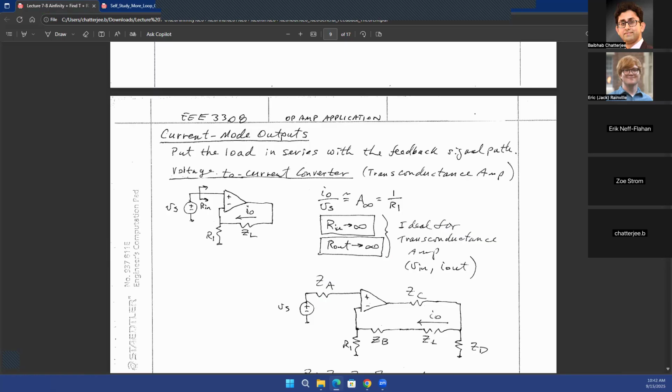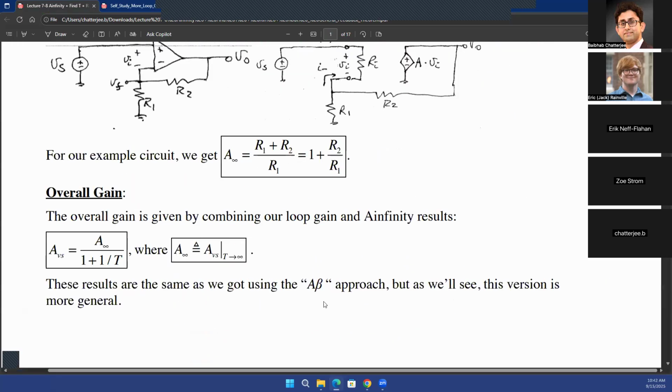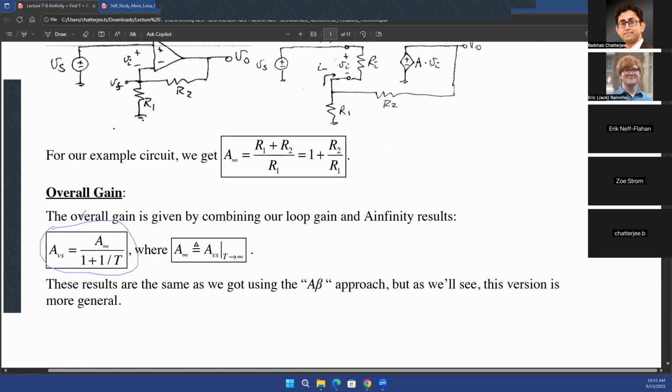And you already know that that is going to be A infinity divided by 1 plus 1 over T. So for homework 2 as well as homework 3, this formula is going to be the most important one. The numerator is A infinity, where you assume your op-amp to be completely ideal, having infinite gain, infinite input impedance, and zero output impedance. On the other hand, the denominator has all the non-idealities.